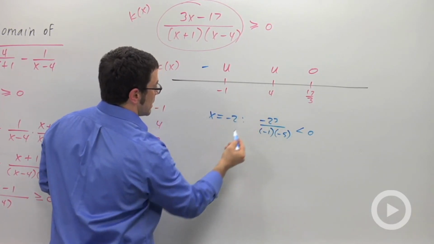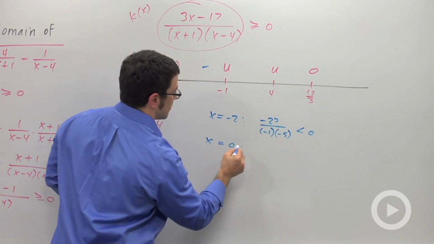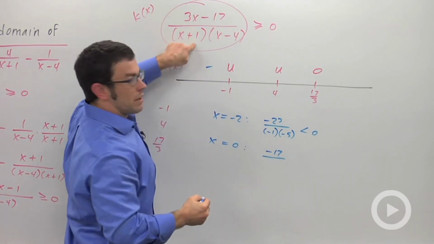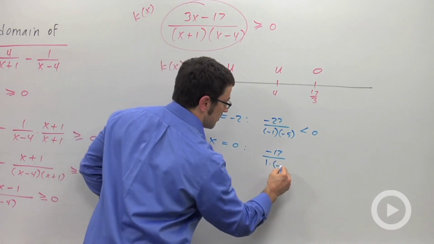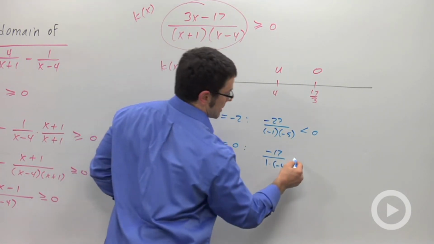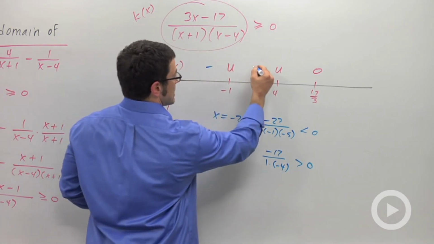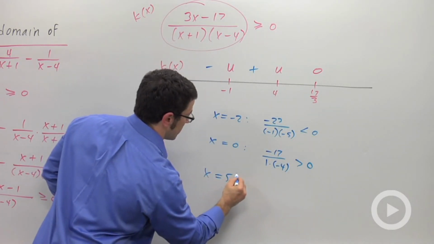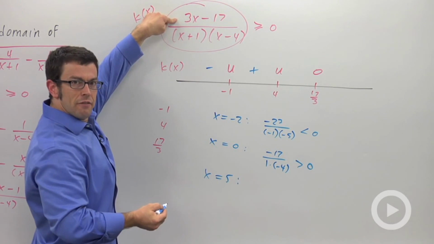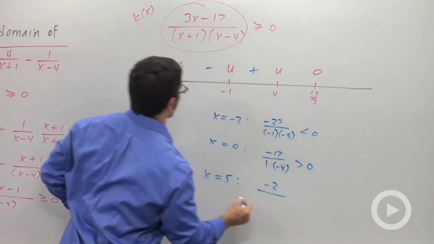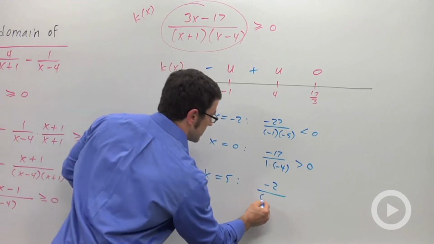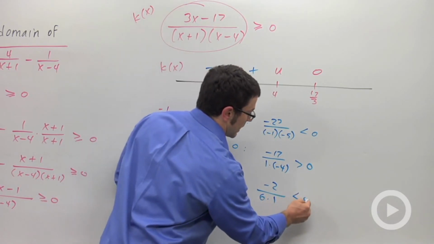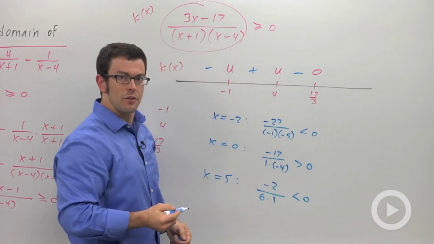Let's try something in between negative 1 and 4. 0. When I plug in 0, I get negative 17 on top, and 1 times negative 4 on the bottom. That's a negative over negative, which will be positive. That means it's positive in here. Let's try 5. x equals 5. We get 3 times 5, 15 minus 17, negative 2, over 5 plus 1, 6, times 5 minus 4, 1. A negative over a positive, which is negative. So it's negative between 4 and 17 thirds.